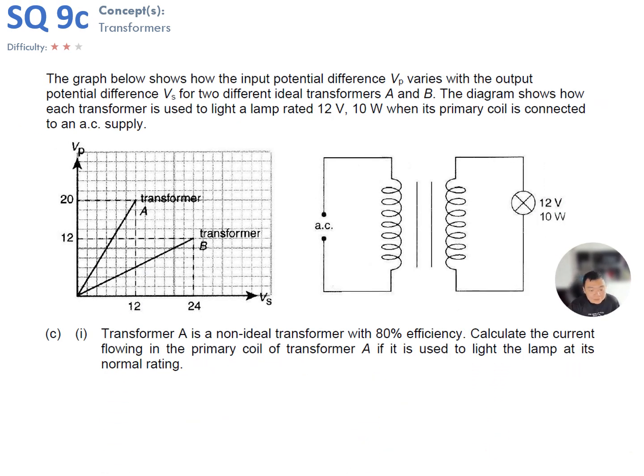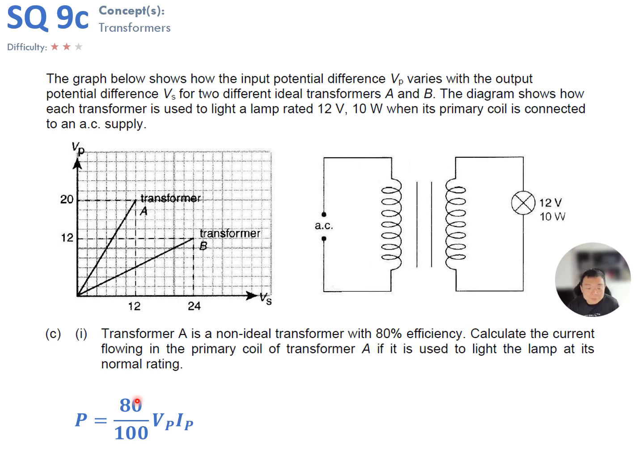Now we are starting to work on a transformer that is not ideal. We can solve this in a similar way also. First we will use the standard power equation: primary coil power equals secondary coil power. But because now the transformer is not ideal, the secondary coil output power is only a fraction, which is 80%, of the input primary coil power. So be very careful where you plug in this 80%. Always reason it out. The premise here is that the output power in the secondary coil must be less than the input power.